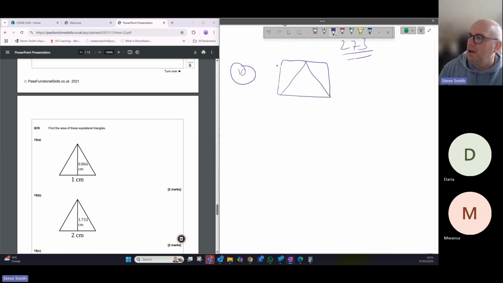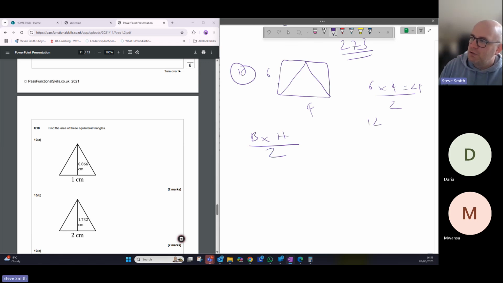Right, if I find out that's 6 and that's 4, okay, if I work out 6 times 4, that's 24, and then I split it in 2, divided by 2 equals 12, then I've found my triangle. It's literally the base times the height divided by 2.